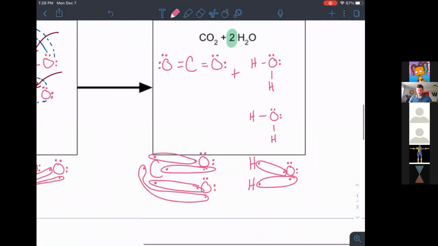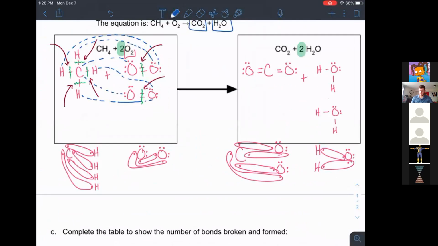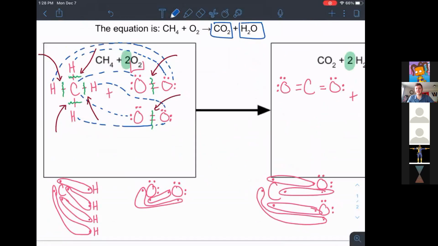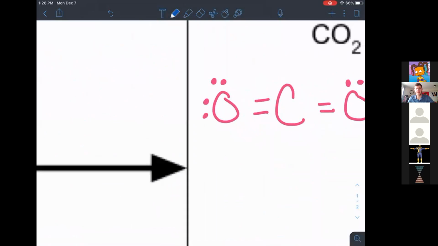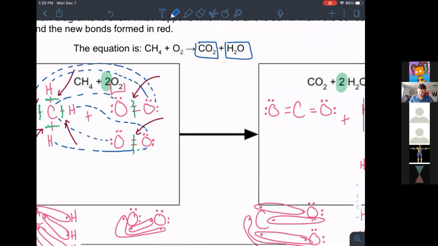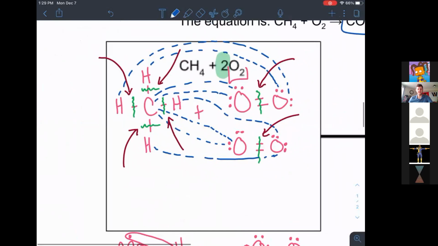And so we have 2 more things to look at. Instead of forming 1 bond between our carbon and oxygen, how many bonds do we have to form for our CO2? How many bonds do we form between our carbon and 1 oxygen? 2. We form 2, so we have to show the formation of 2 bonds by adding a second dotted blue line to each oxygen, showing 2 bonds got formed, not just 1. Showing all the bonds being formed over here.